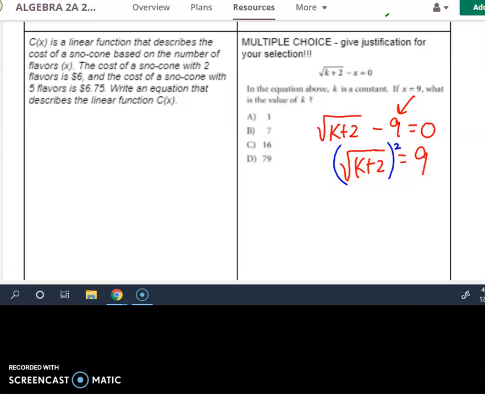And then figure out what k is. Or we can do this more algebraically, which means I can square both sides to get rid of the square root. So k plus 2 would be 81. Again, the square root of 81 is 9. And then subtract 2, and I get 79 for k.